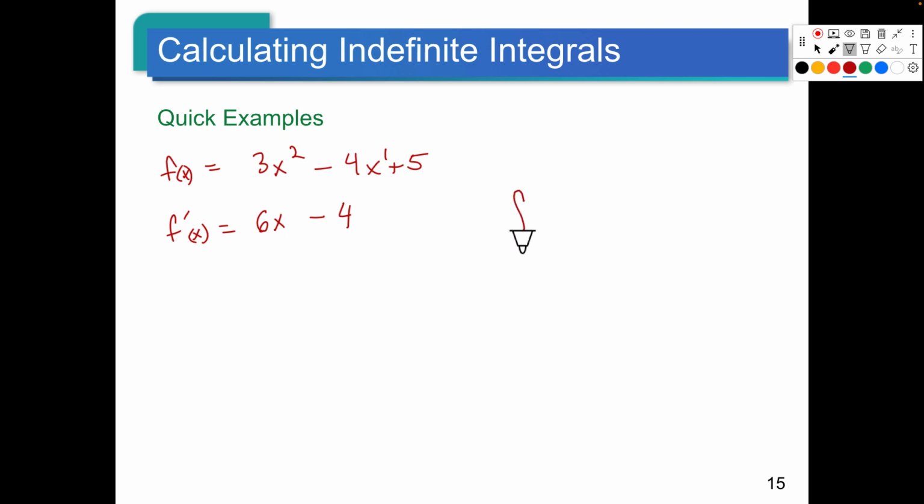What if I asked you to take the integral of 6x minus 4? Remember, these are always a derivative. We're starting with the derivative. What would we do? We know what we need to end up with. We need to end up back up there. How are we going to integrate this?